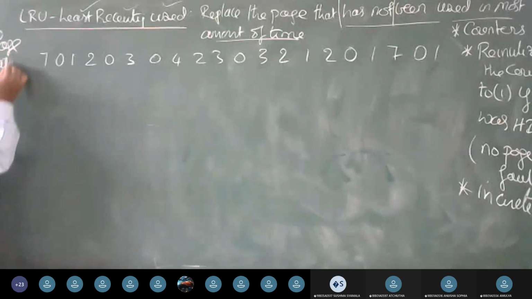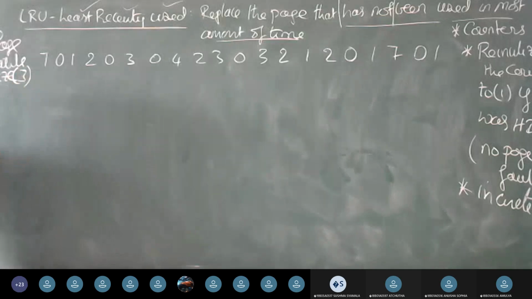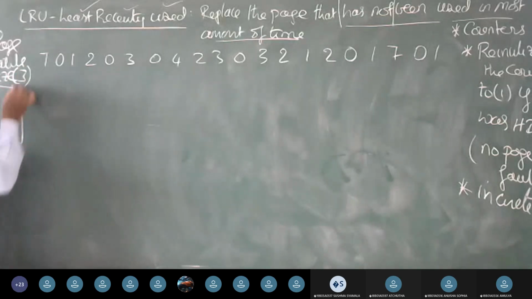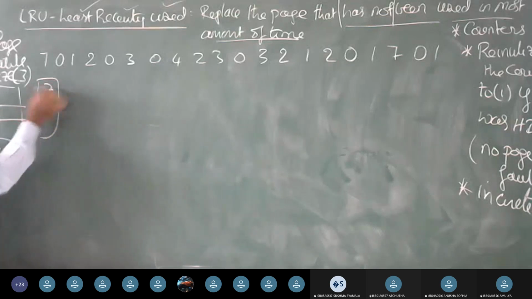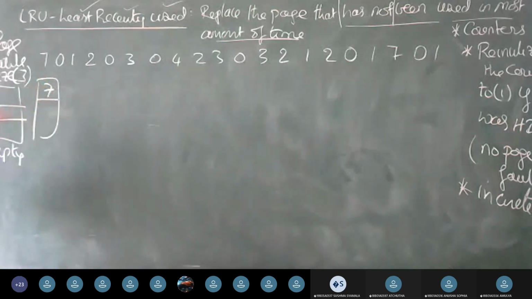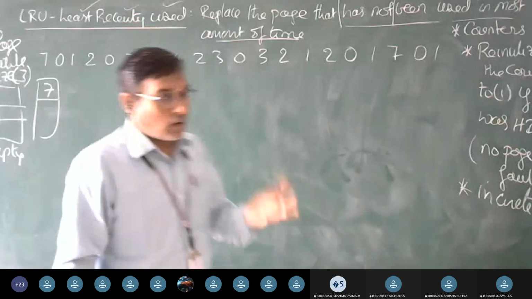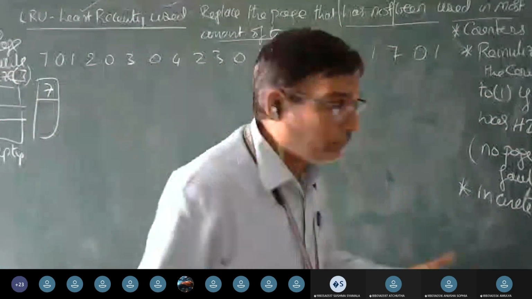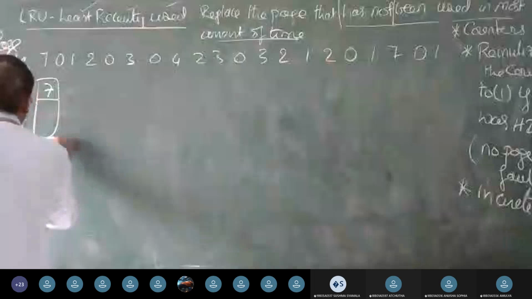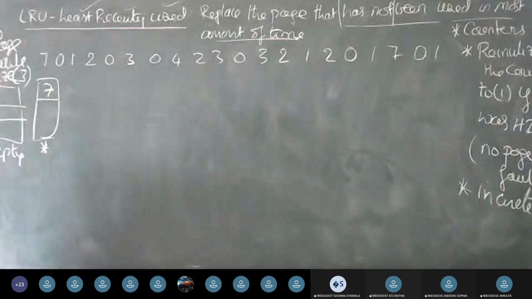Let us take a page table, and the page table size is going to be 3. Initially it was empty. So first of all, I'm going to ask for 7. 7 was not available in the page table, so obviously I'm going to use the empty cell, and it is counted as a page fault.